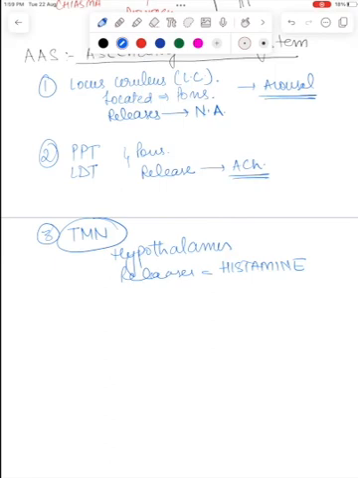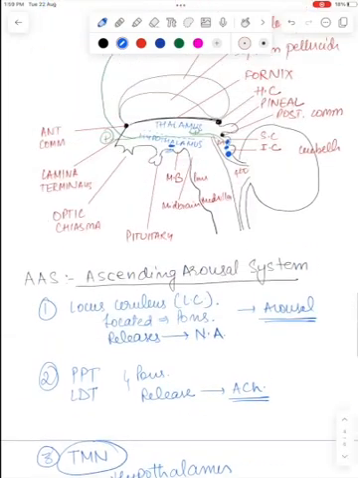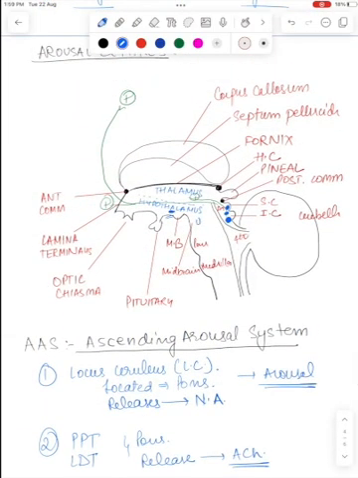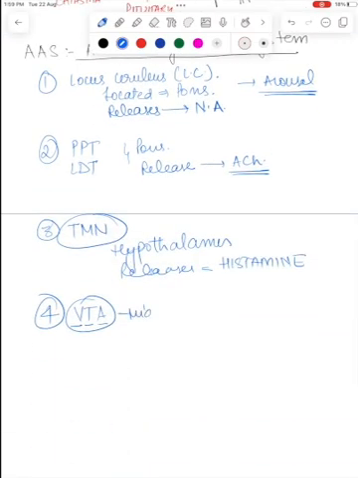Then the fourth center that you also need to keep in mind is something known as the VTA, also known as the ventral tegmental area. Now this is located here in the midbrain, and it releases dopamine and it also promotes arousal.